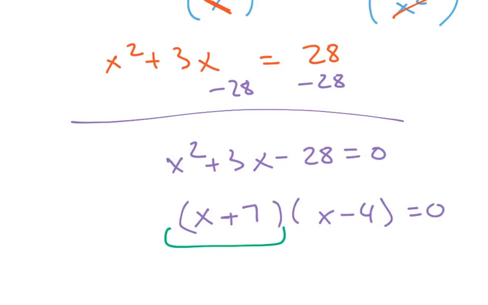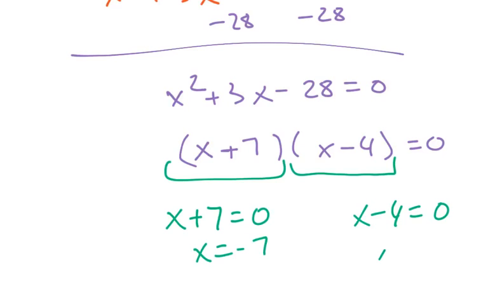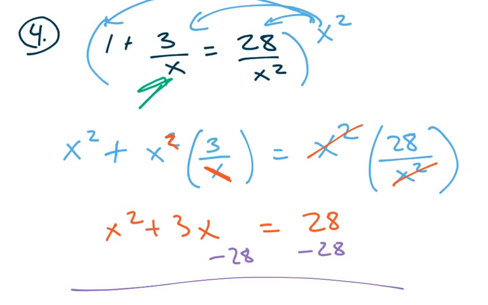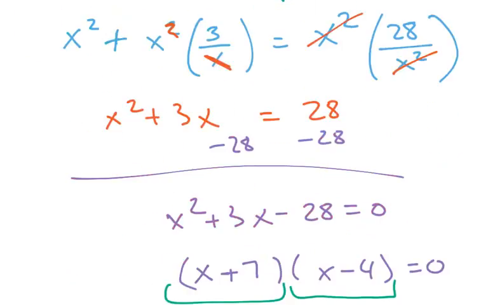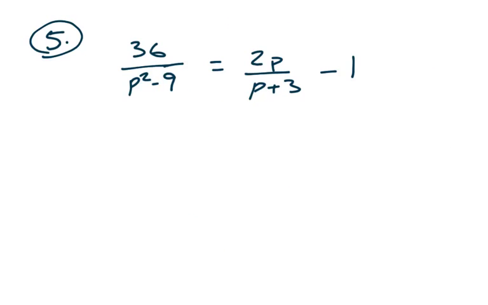And now, because we're multiplying both of these and it's equal to 0, we can say either x plus 7 is 0, or x minus 4 equals 0, and x equals negative 7, and x equals 4. And these would be my solutions. And again, we check. The only stipulation is that x cannot be 0. Our solution is such that x does not equal 0, so we're good. Those are my answers.